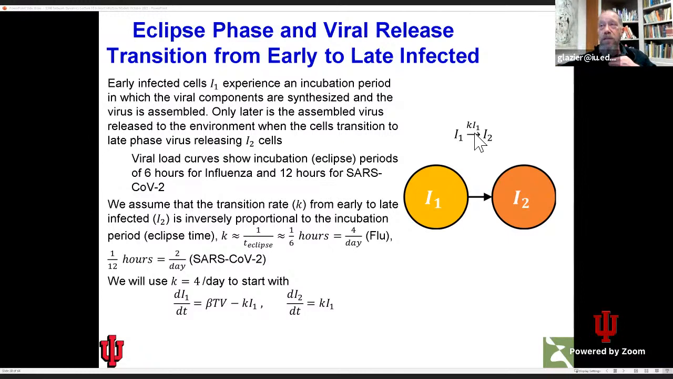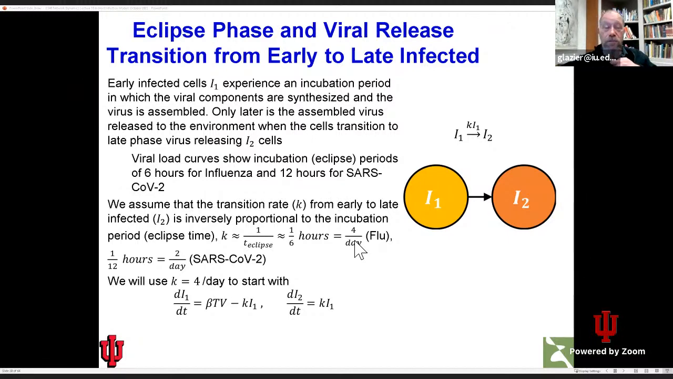And we said that the eclipse period for influenza was about 6 hours. For SARS-CoV-2, it's about 12 hours. And remember that the period is the reciprocal of the rate. So if we were going to write I1 goes to I2 for influenza, it was about 6 hours, which is about 4 per day. It's about a quarter of a day. So k would be 4 if we were doing influenza.